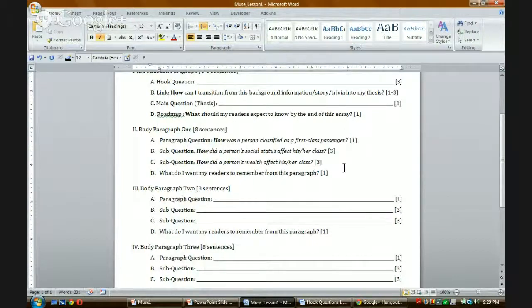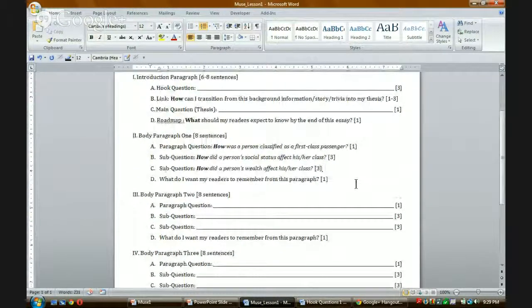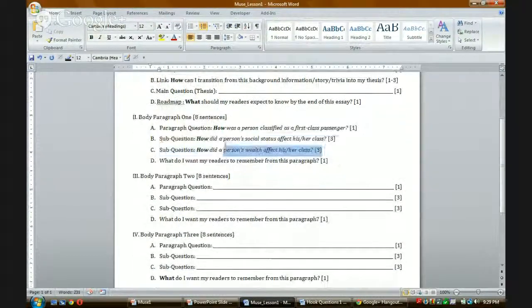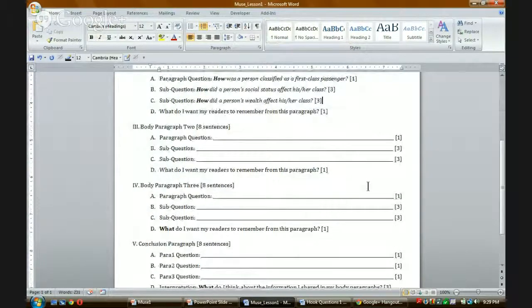So in other words, we're going to be analyzing two aspects, two ways that a person's class could be affected, their social status and their wealth. So I hope that makes sense. The main question I have already written for you. The paragraph questions are already written for you. You will need to work on these sub-questions, and I would recommend using words like what, where, why, how. Words like that are really helpful when you're writing questions.